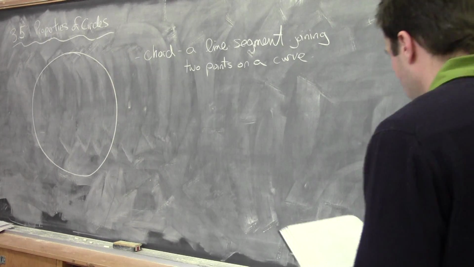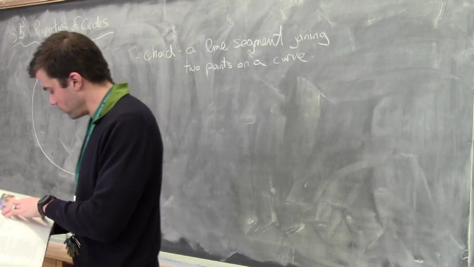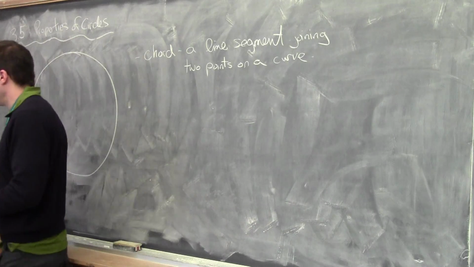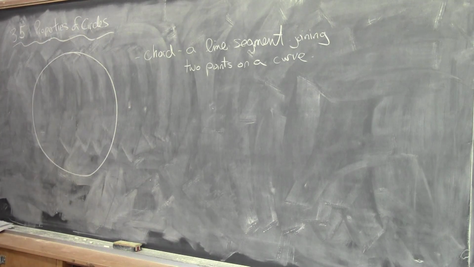All right, this is section 3.5 in your textbook, page 145. We're looking at properties of circles. As I mentioned to you, you are going to draw in your notebooks a circle as best you can. If you have a protractor or a compass, you can use two sides of the protractor to make a circle, or use a compass to draw it as accurately as you can.